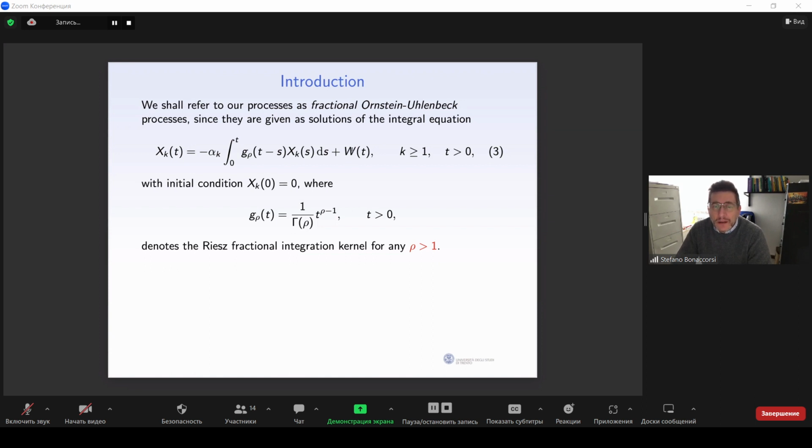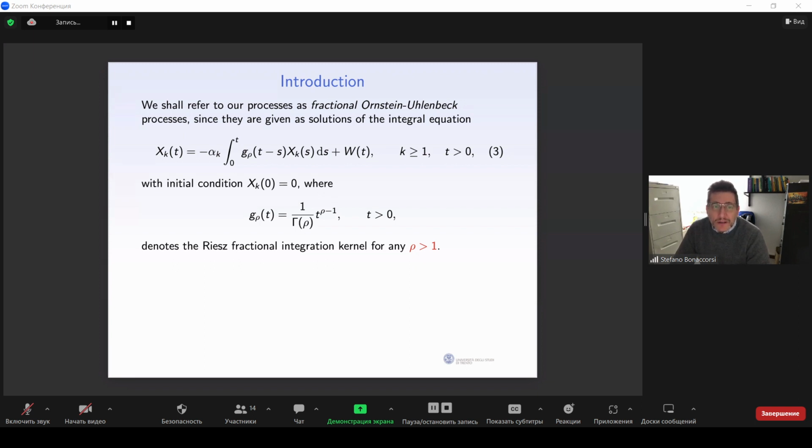W_t is again a Brownian motion. We will not change this. And also we will not change for the moment the sequence of alpha_k. So alpha_k will remain a sequence of IID gamma distributed random variables.